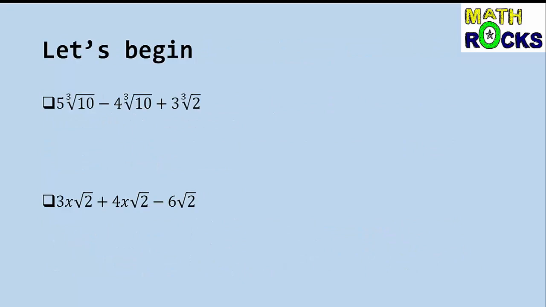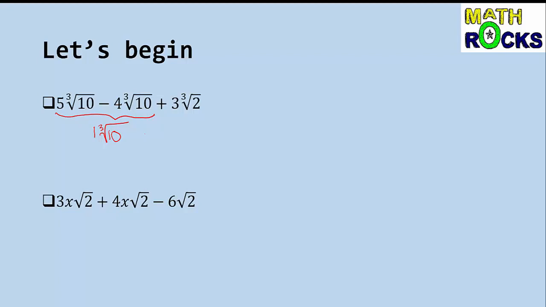Let's begin with a simple example. 5 cube root of 10 minus 4 cube root of 10 plus 3 cube root of 2. Now, although they are all cube roots, we can see that two of them are like because they both have a 10. So we can combine these two together by simply going 5 minus 4. That's going to give me 1 times the cube root of 10.